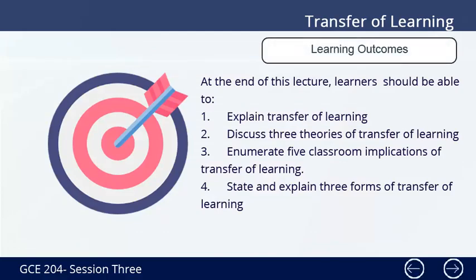Objectives. At the end of this lecture, learners should be able to: 1. Explain transfer of learning. 2. Discuss 3 theories of transfer of learning. 3. Enumerate 5 classroom implications of transfer of learning. 4. State and explain 3 forms of transfer of learning.